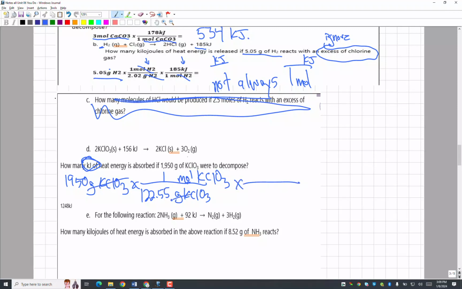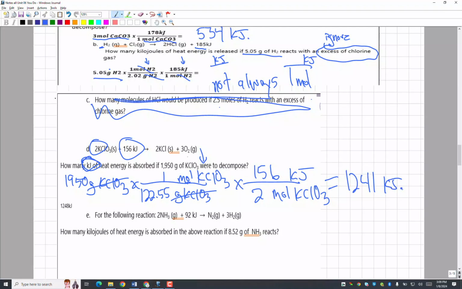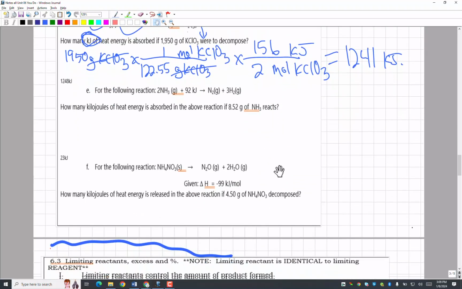So now I'm out of grams of KClO3. I'm in moles, but I want kilojoules. So I hate you, moles of KClO3. And I want to go into kilojoules. Hey, I can do that. I can go from moles into anything. So my coefficient for kilojoules is 156, and my moles for KClO3 is 2. Calculators assemble: 1950 divided by 122.55 times 156, divided by 2. 1241 kilojoules.